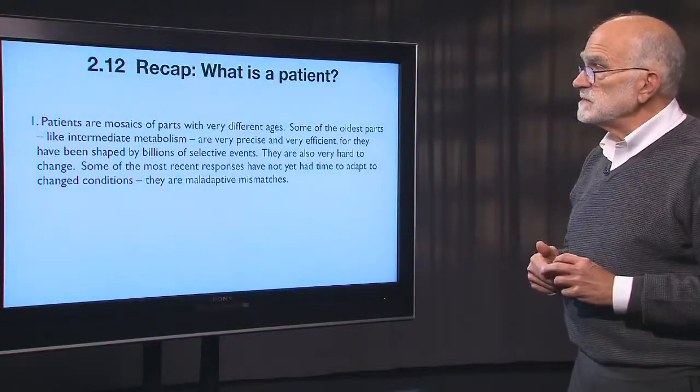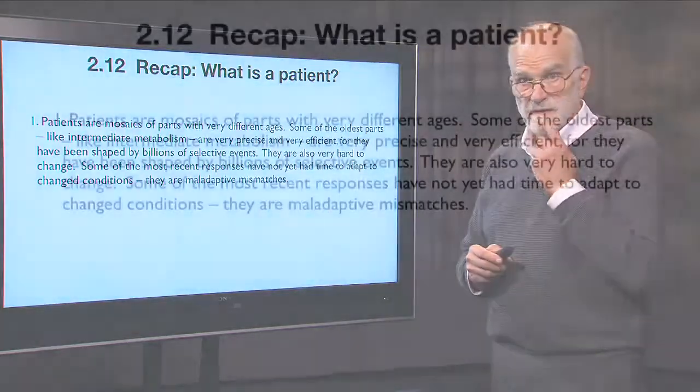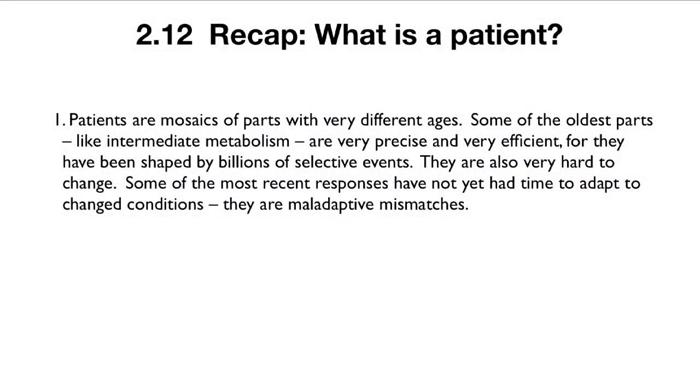The first is that patients are mosaics of parts that have very different ages. Some of the very oldest parts of our bodies, like our intermediate metabolism, are very precise, very efficient, and they have been shaped by billions of selective events. They are also very hard to change. And some of the most recent responses have not yet had time to adapt, and they can produce maladaptive mismatches. We've seen some of those with things like the hygiene hypothesis and the microbiome.